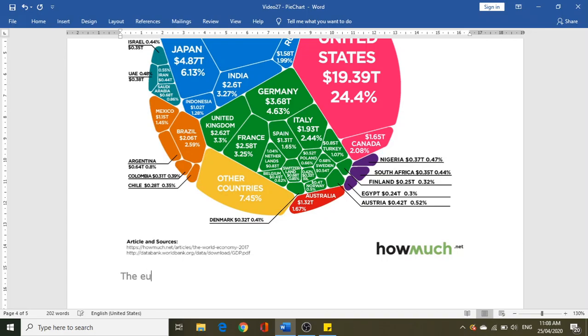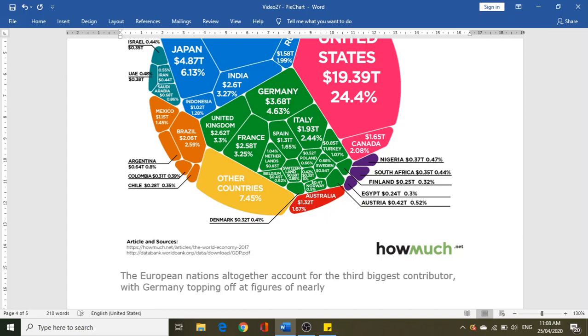The European nations altogether account for the third biggest contributor, with Germany topping off at figures of nearly $4 trillion, or almost 5% of world GDP.